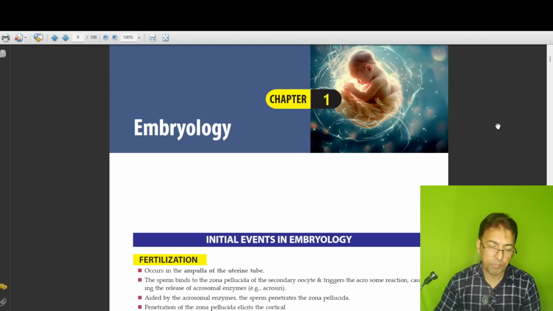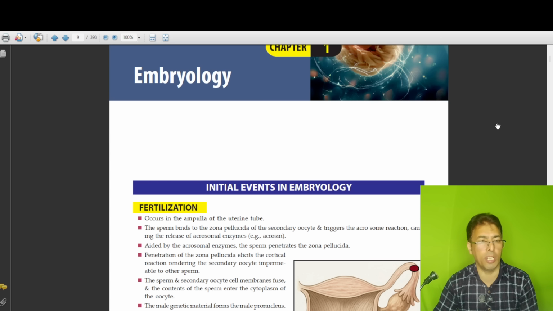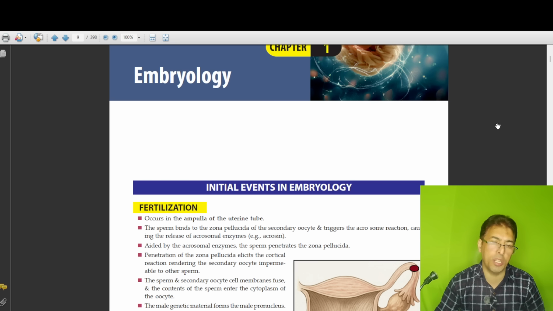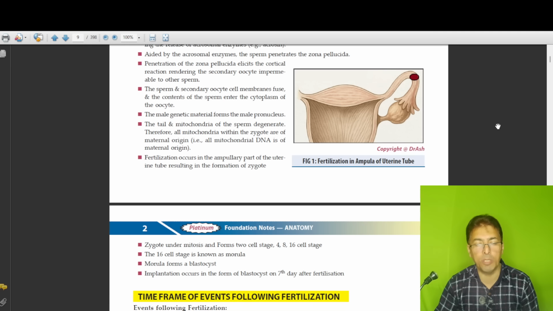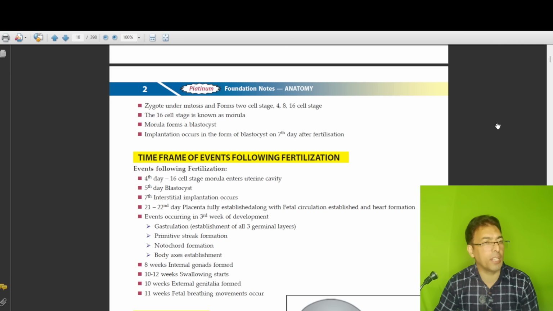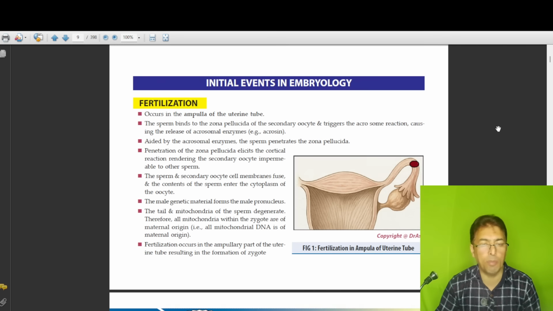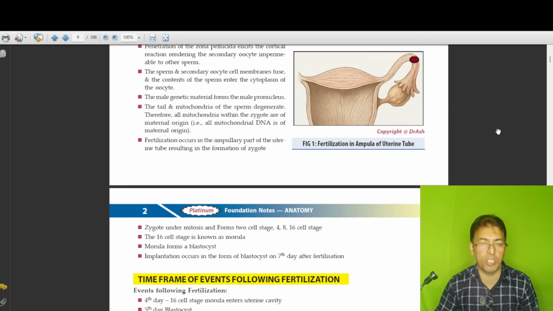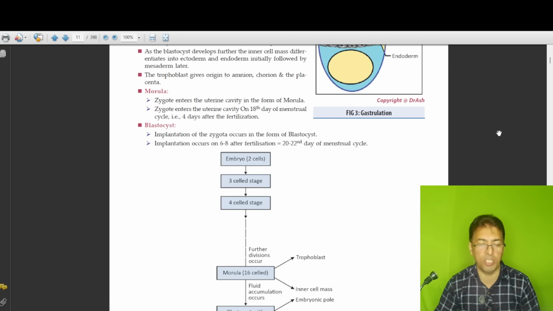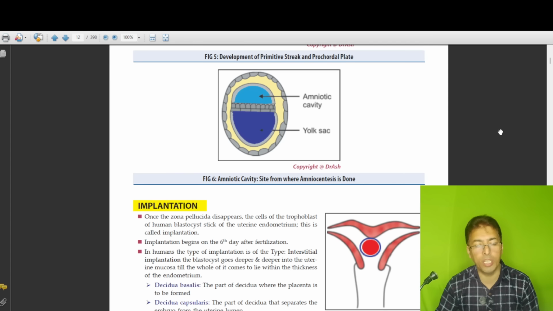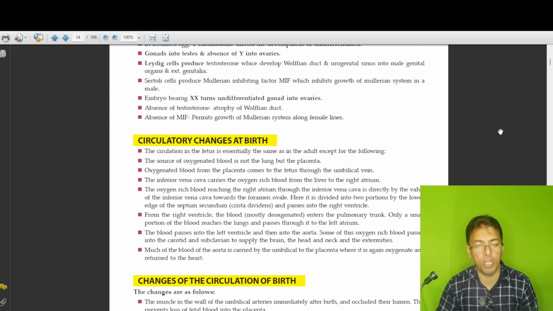As far as the first topic is concerned, I'm going through the various important topics we have covered in rapid sequence, which are very important from a medical examiner's viewpoint and a student's viewpoint. We started embryology with the initial events and the time frame: first week, second week, fertilization, implantation, gastrulation, and determination of sex.